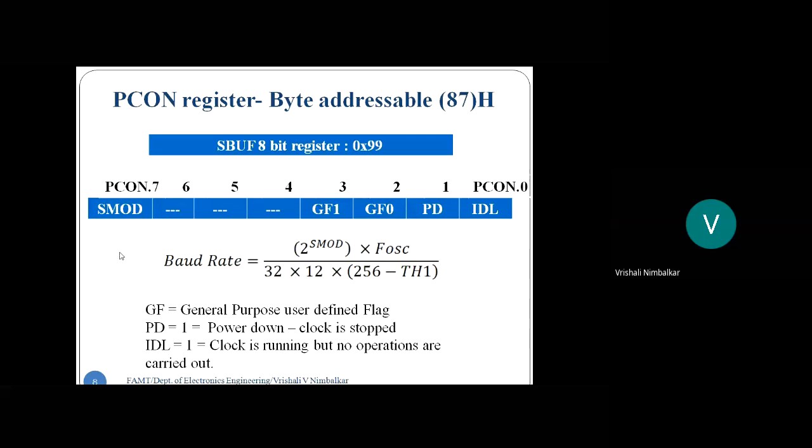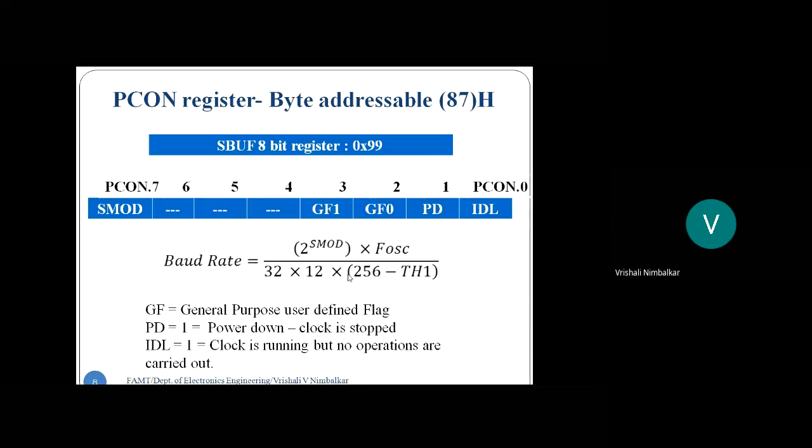So this is related to serial communication, SMOD. We will see what this SMOD is, but let us look at the formula once. 2 raised to SMOD. So that SMOD bit is either logic 1 or logic 0. It means it will be either 2 raised to 0 or 2 raised to 1, into the oscillator frequency, the crystal oscillator, whatever you connect, divided by 32 into 12 into 256 minus TH1.